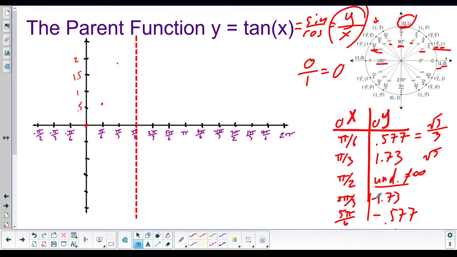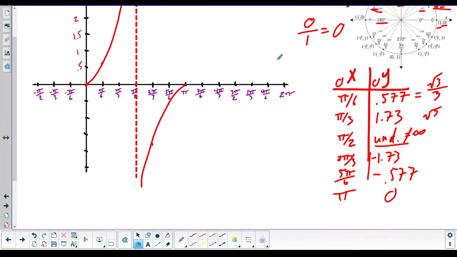Then at 2 pi over 3, we're at negative 1.73. So down 1.5, almost 2, right there. Then we are at negative 0.57, right about there. And then we're back at 0. So on this side, our graph is doing something like this. And then here on the other side of the asymptote, we're getting something kind of like that. And that's tangent.